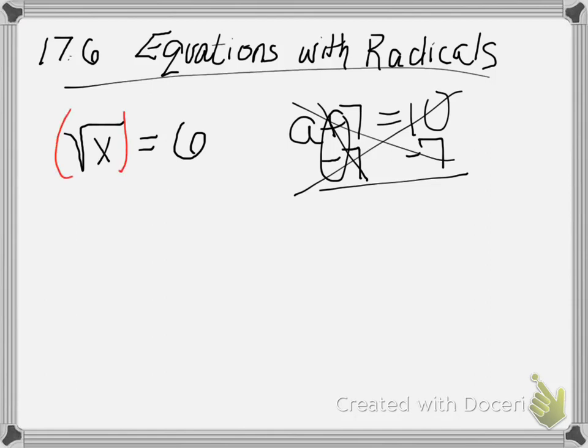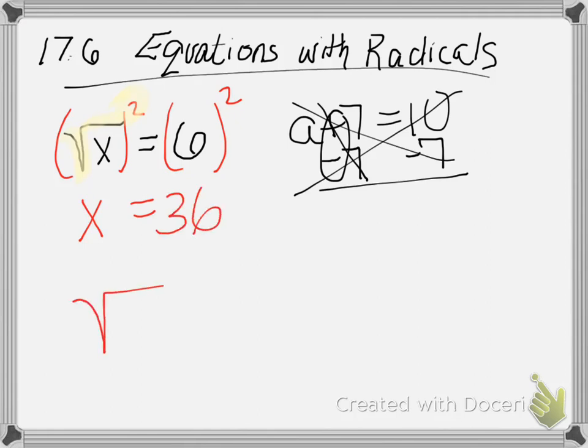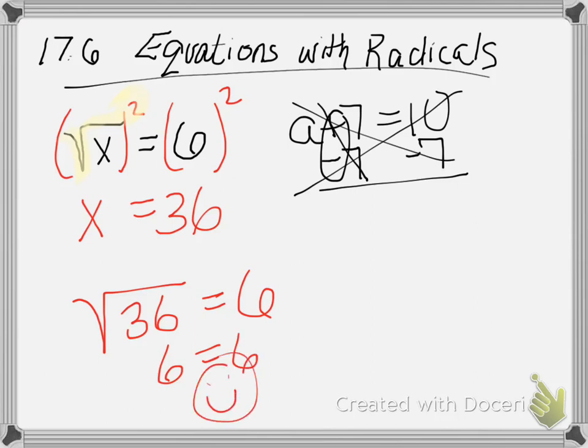I can square each side of the equation, and my squared and my square root, or my radical, will cancel itself, and I'll get x equals 36. Then I can always check it because I can plug x back in. Instead of putting x in there, I could put 36, and I could see, does it really equal 6? That was the original equation. I just put 36 in the spot of x. So the square root of 36 is 6. So yeah, then I know I have the right answer. So the answer was 36.